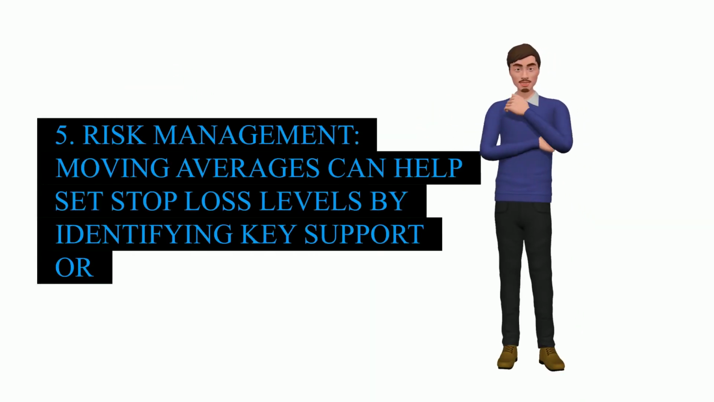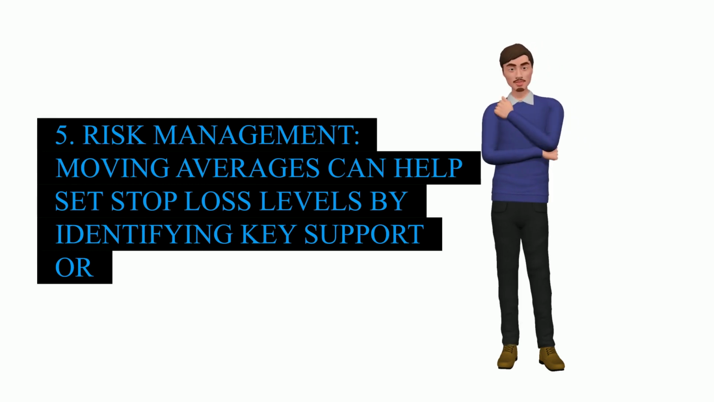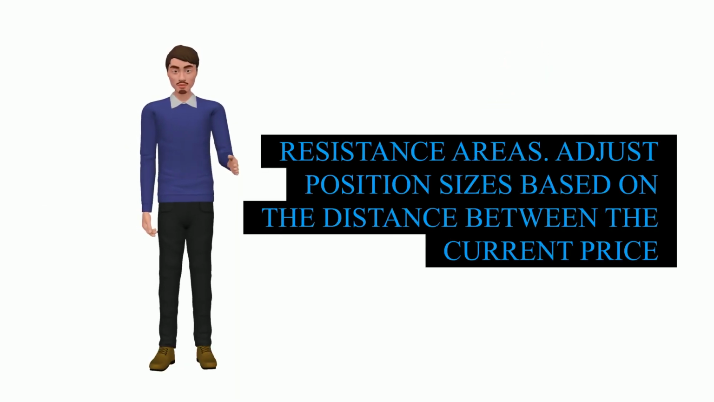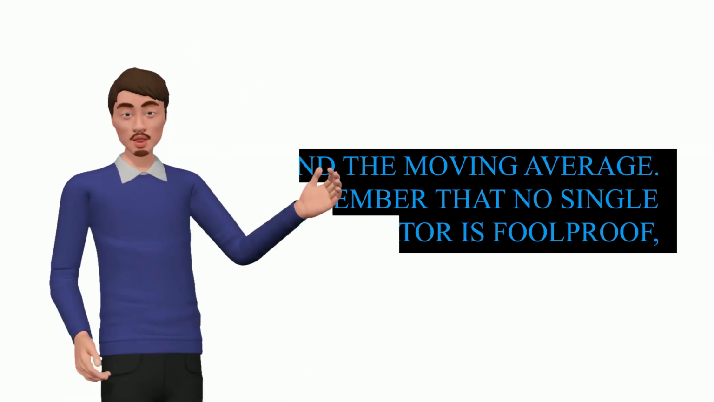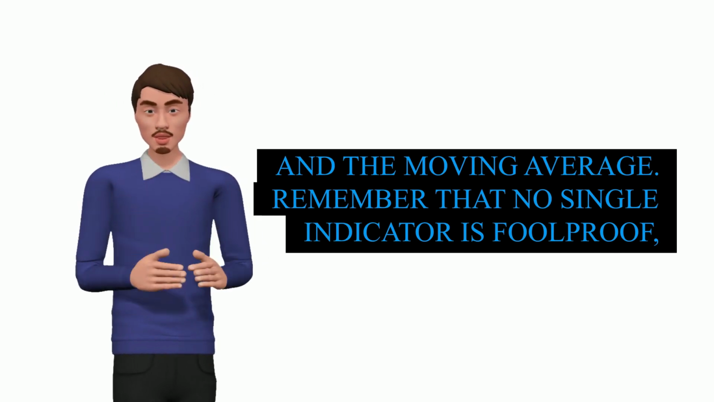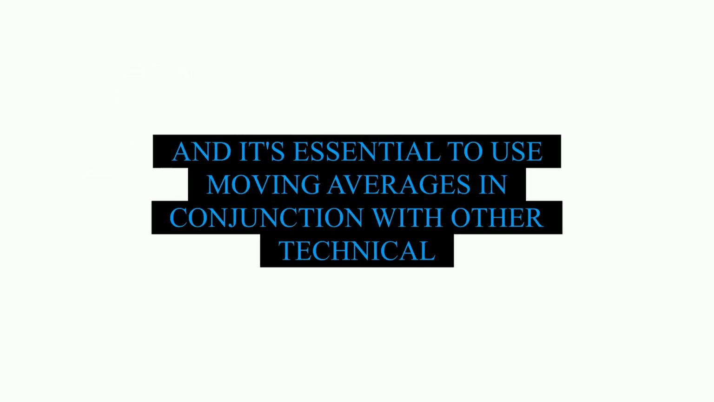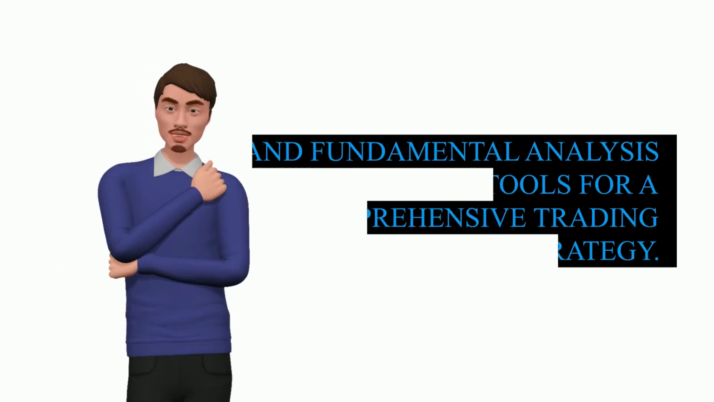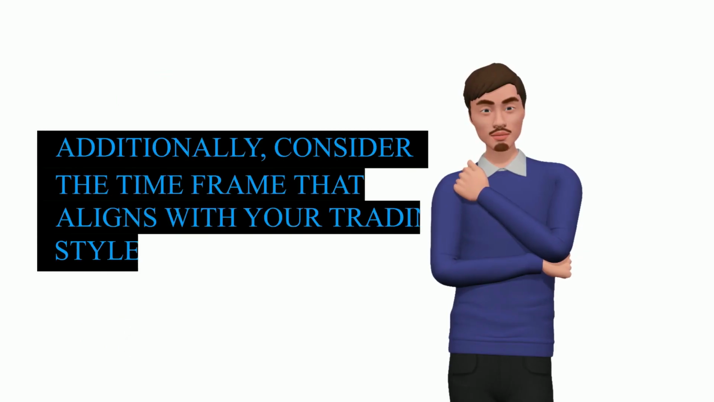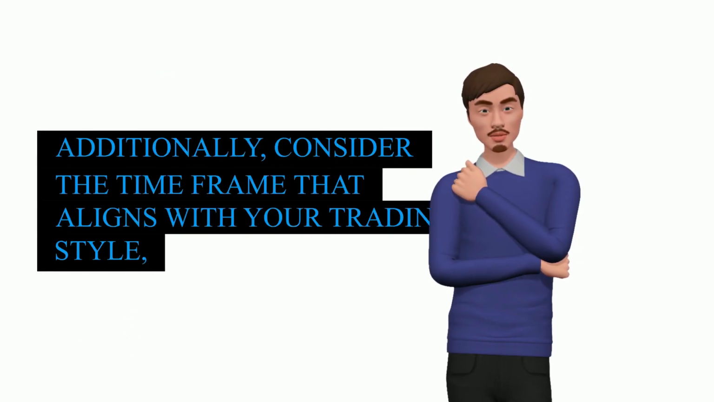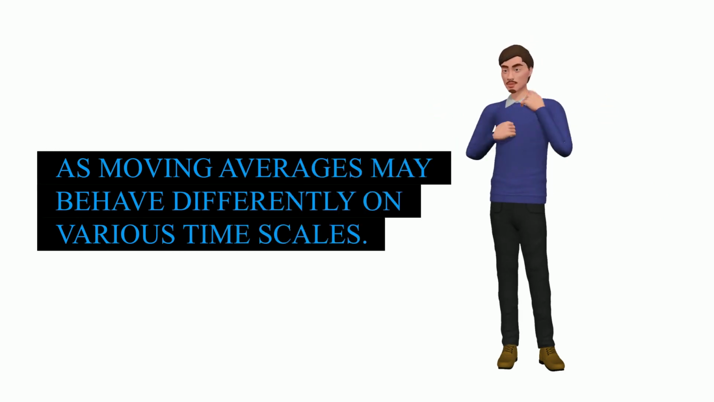5. Risk management. Moving averages can help set stop-loss levels by identifying key support or resistance areas. Adjust position sizes based on the distance between the current price and the moving average. Remember that no single indicator is foolproof, and it's essential to use moving averages in conjunction with other technical and fundamental analysis tools for a comprehensive trading strategy. Additionally, consider the time frame that aligns with your trading style, as moving averages may behave differently on various timescales.